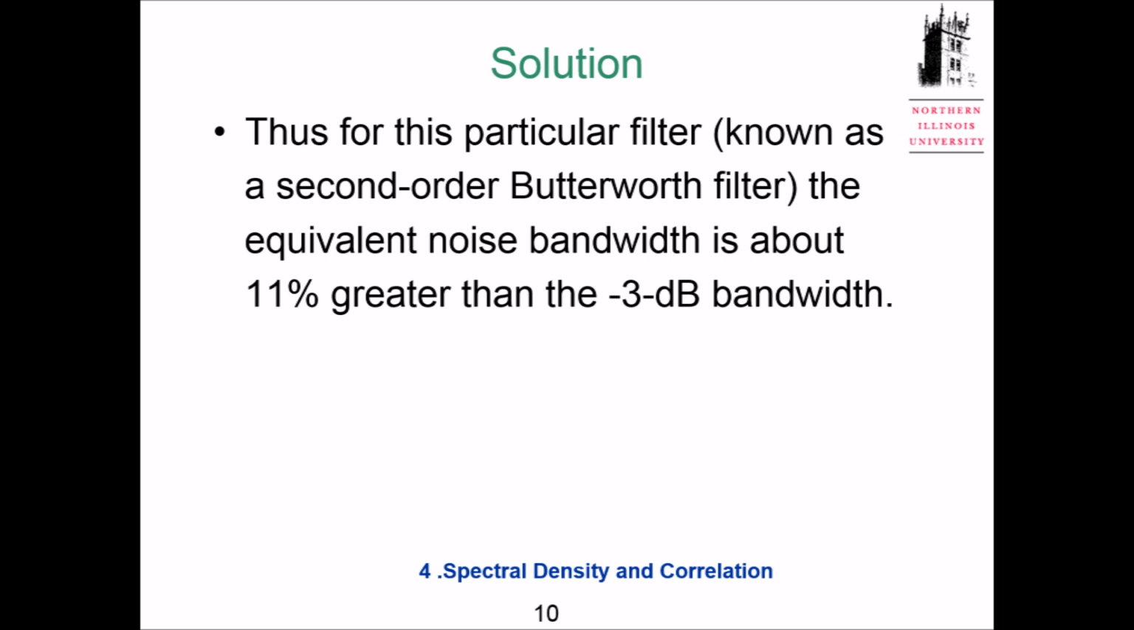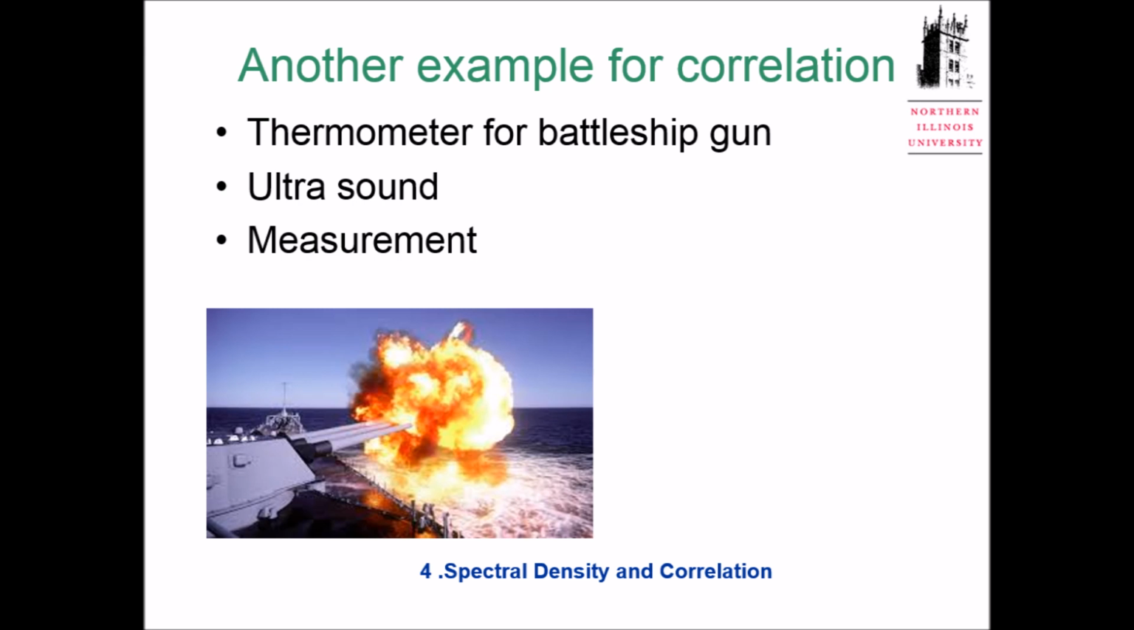Okay, I'm going to show one more example, then we will summarize this chapter. Another example of how we can use correlation in a real project. We use correlation to measure temperature. We know those guns on a battleship can get very, very hot when they are firing, and the temperature is important. We do not want them to overheat. However, measuring this temperature is really hard, right? A general thermometer will be destroyed by the high temperature.